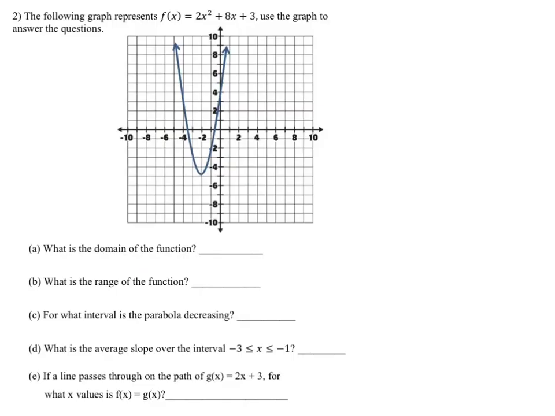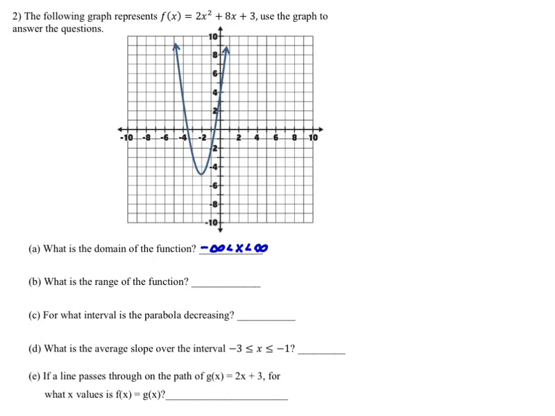Going on to number 2 here, we're given a graph, and it tells us the equation of the function f of x equals 2x squared plus 8x plus 3. Okay, it gives us the equation and the graph. It says, what is the domain of the function? Well, a parabola always has the same domain unless something special is going on here. The domain is going to be from negative infinity to infinity, so we just write that as negative infinity less than x less than infinity.